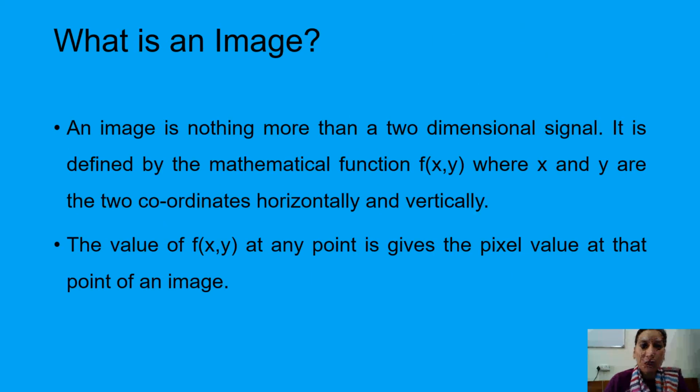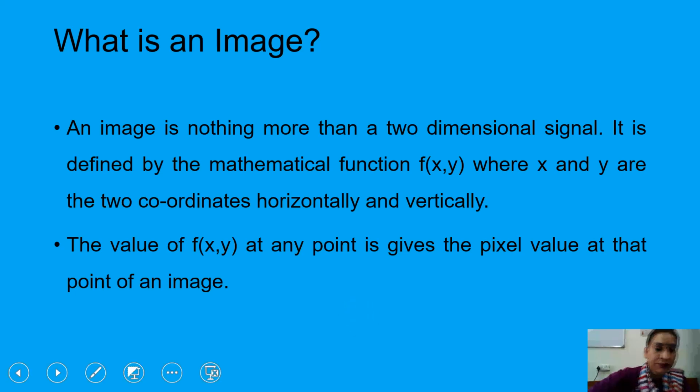What is an image? What is the definition of a digital image? An image is nothing more than a two-dimensional signal. It is defined by the mathematical function f(x,y), where x and y are the two coordinates, horizontal and vertical. The value of f(x,y) at any point gives the pixel value at that point of an image. Pixel means picture element.